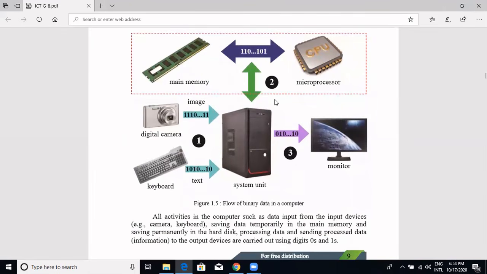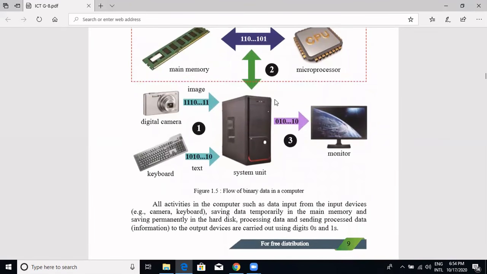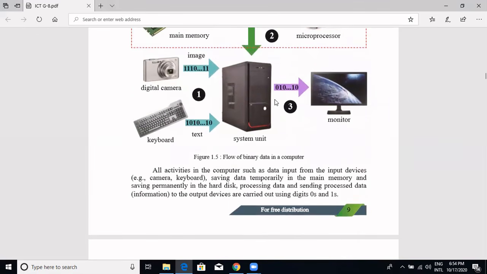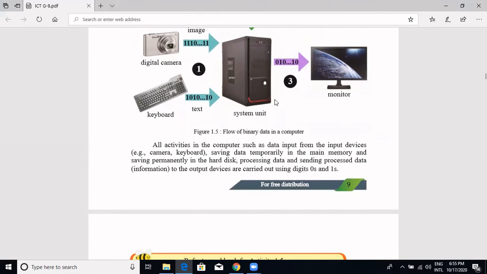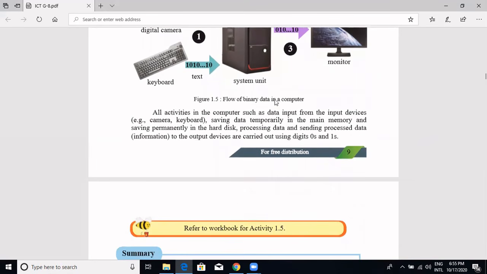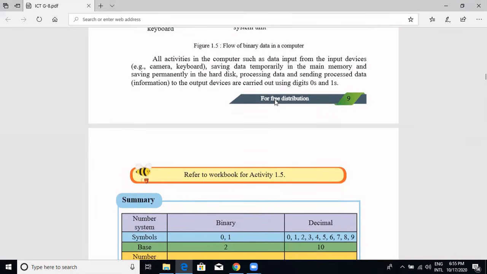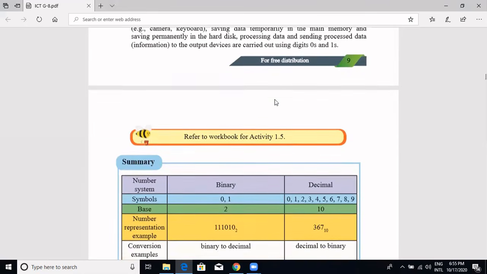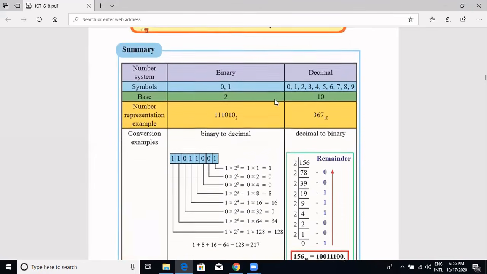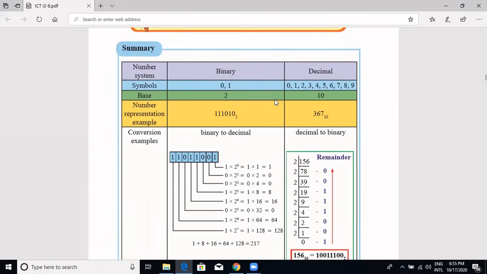See, again they have given the same thing. With a digital camera, you take an image, it is converted into ones and zeros, and only then will the system unit store and keep it. All activities in the computer, such as data input, saving data in the memory and saving permanently, processing, sending processed data, everything is done based on zeros and ones. Inside the computer, they basically use binary numbers. The symbols are zeros and ones. Understood? This is the summary. I don't want to explain it again, it's the same thing we discussed.